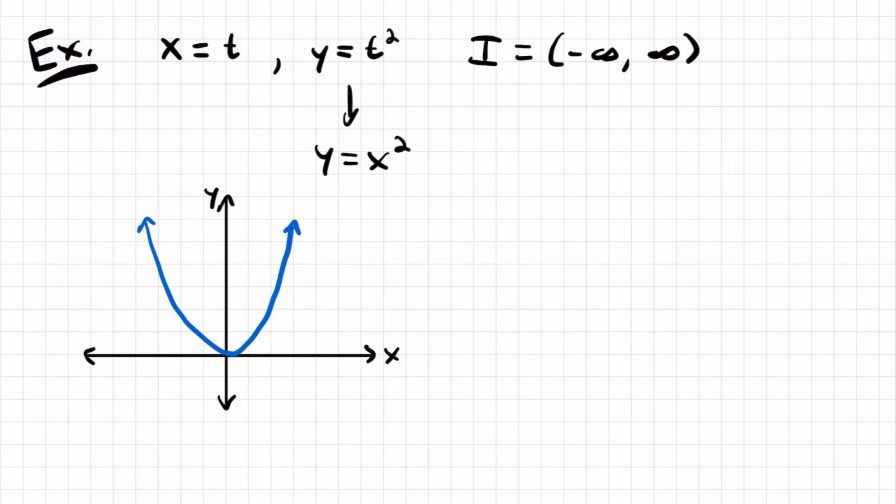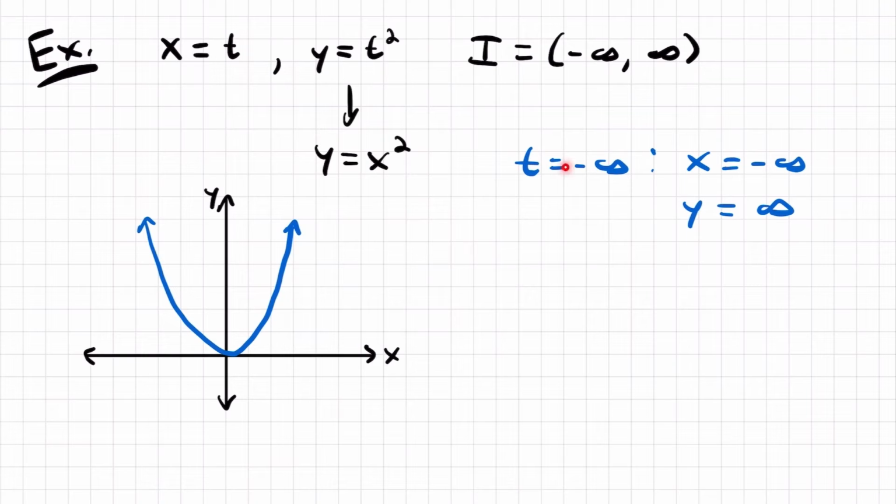Now all we need to determine is the direction of this plane curve. Are we headed in this direction or are we headed in this direction? Well, the way we determine that is look at what happens to x and y as t approaches negative infinity and infinity. As t approaches negative infinity, what we'll find is that x will approach negative infinity, right? X is just equal to t, so as t approaches negative infinity, so will x. And then y is equal to t squared, and so as t approaches negative infinity, that negative value is going to be squared and become positive, so we're approaching positive infinity.